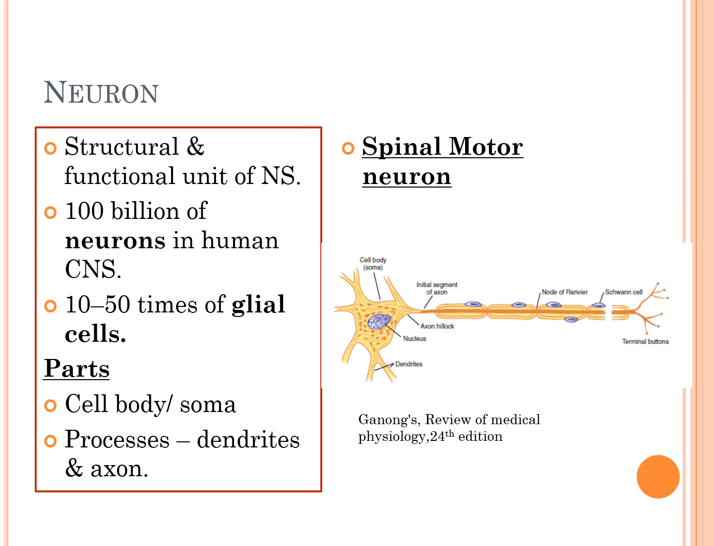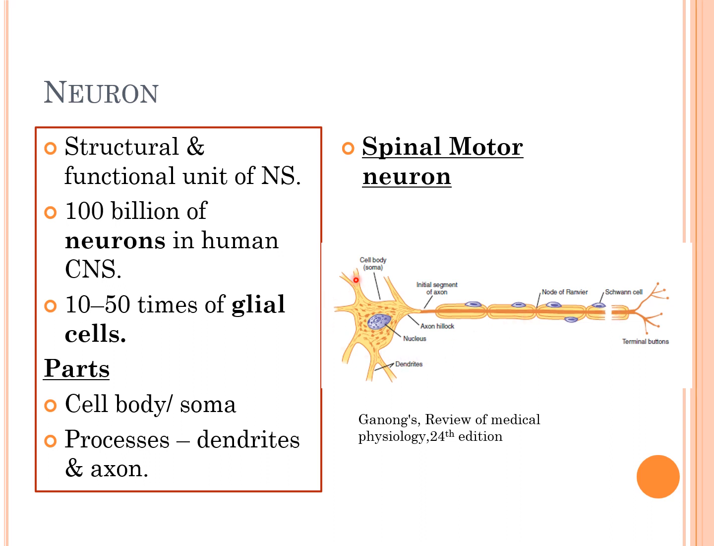And these neurons have three basic parts: the cell body, the axon, and the dendrites. The cell body is also called soma, perikaryon, or telodendria. And here you can see small processes which are called dendrites, and there is one long process which is called axon.